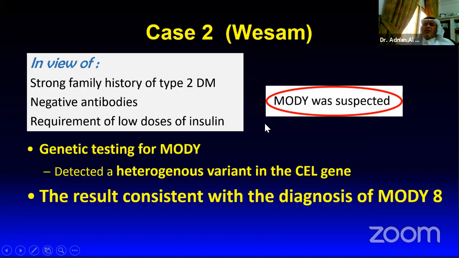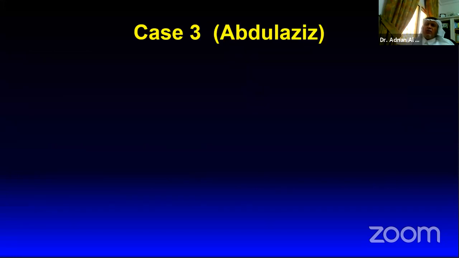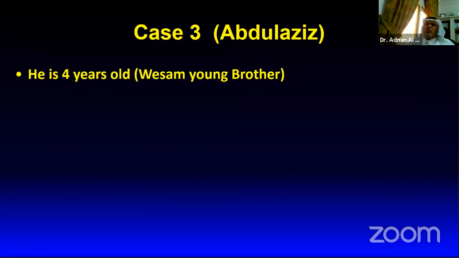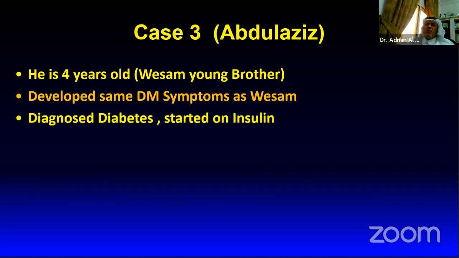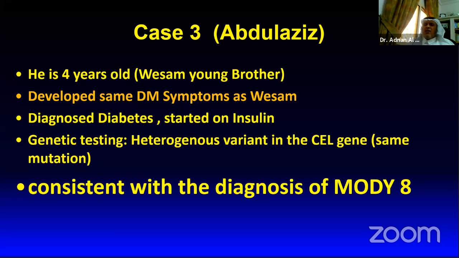So we did the genetic testing, and the results came after about 2 months, and it showed a mutation of the CEL gene. And this is consistent with the diagnosis of MODY 8. So the diagnosis of this patient, Wissam, is MODY 8. Now, after about 3 years, his brother Abdulaziz presented with diabetes symptoms, and blood sugar was high. So we started him on insulin, and we did the genetic testing, and it also confirmed that he has a CEL gene mutation. So both Abdulaziz and Wissam, the two brothers, have MODY 8 diabetes.